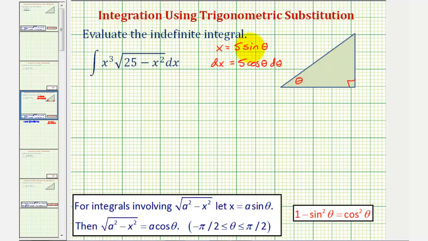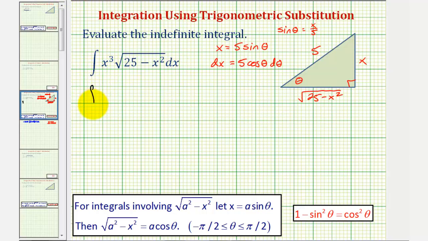Notice how if x equals 5 sine theta, then sine theta would be equal to x divided by 5. So the opposite side would be x, the hypotenuse would be 5, and this leg here would be equal to the square root of 5 squared minus x squared, or 25 minus x squared. And now let's perform substitution and write the integral in terms of theta.